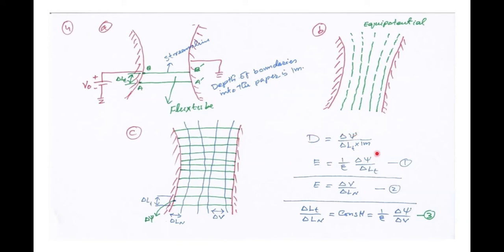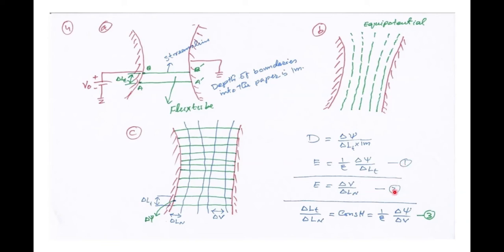From the electric flux density we can easily obtain the electrostatic field, which is equal to 1 upon epsilon times delta psi divided by delta LT. We denote this by equation number 1. We can also define the electric field in terms of potential. In between the conducting boundary at any curvilinear square, we can define the electrostatic field, which is given by delta V divided by delta Ln. So this is our equation number 2.